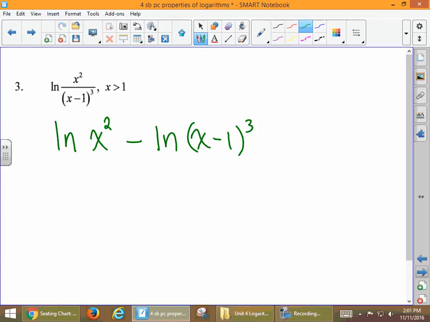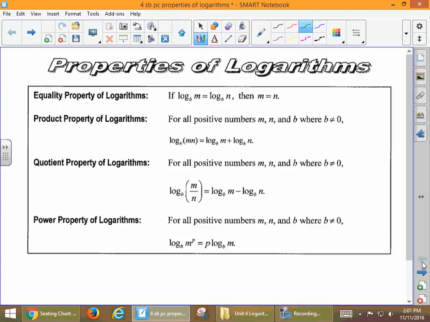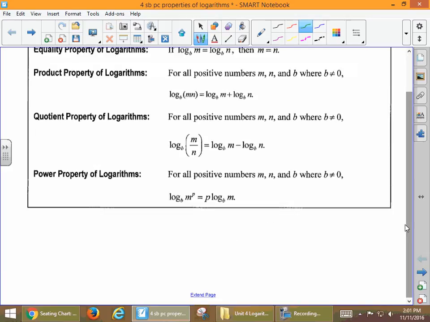Well, that's not the only property that we can use on this problem. If we flip back, or you look back at the top of your paper, we have exponents in this problem. And it says log base b of m to the p. We can rewrite these exponents as coefficients. So the p, the exponent, will become a number in front of the logarithm.